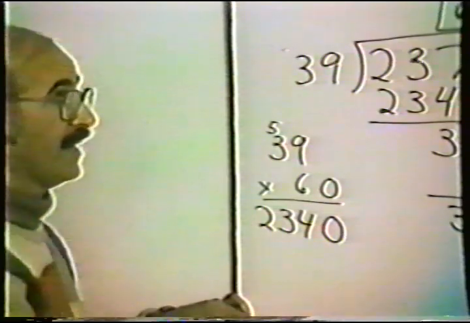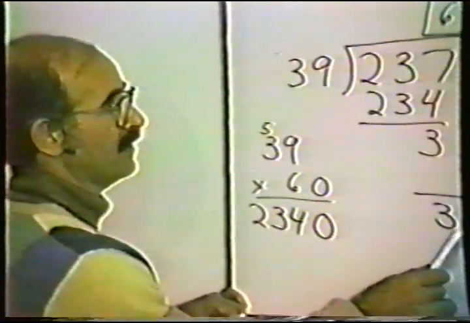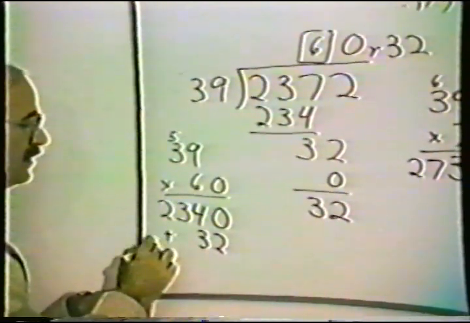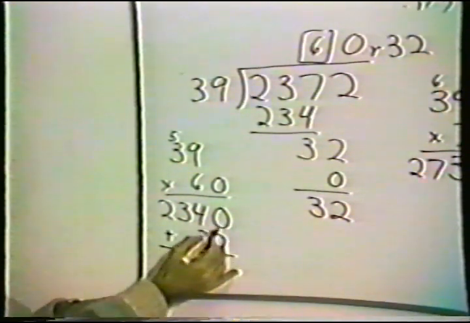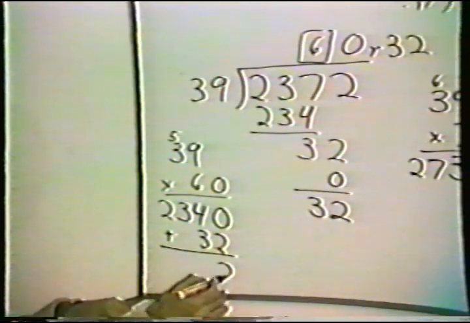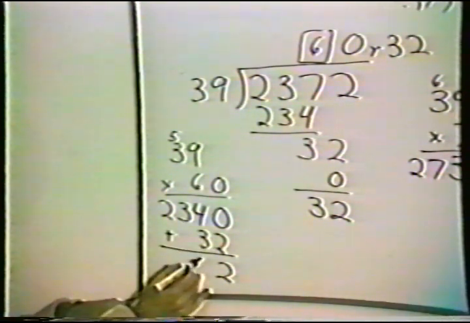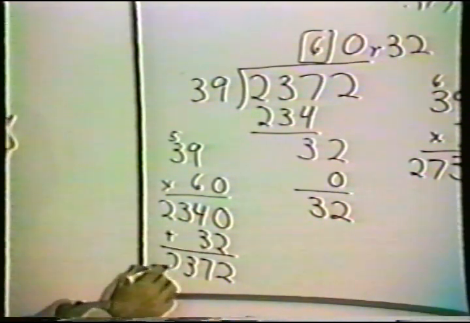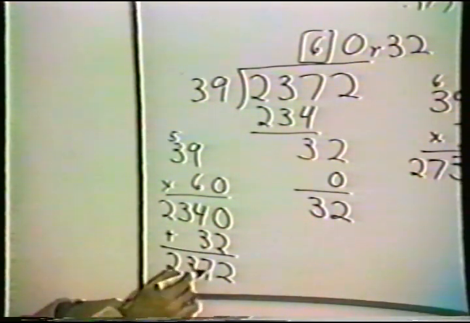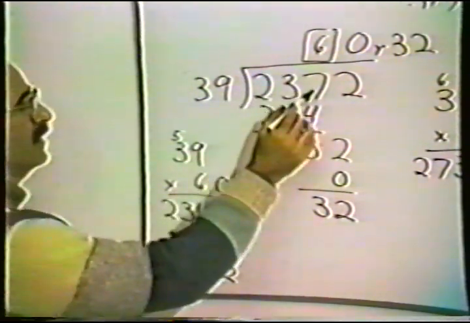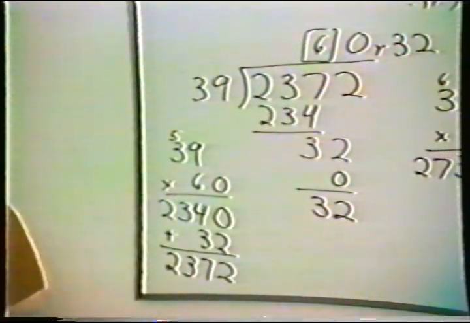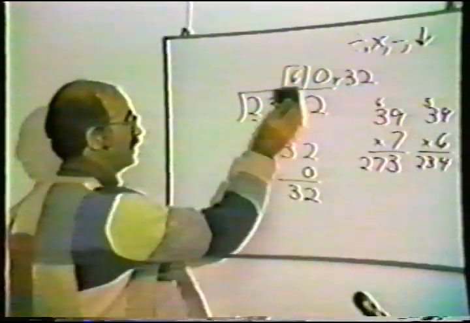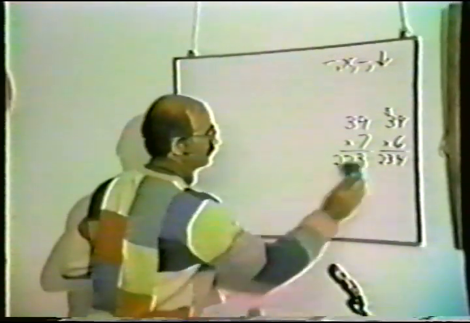23. But we have to add in the remainder. 32 plus 32. 0 plus 2 is? 2. 4 plus 3 is? 7. 3, 2. 2, 3, 7, 2. And now we have just one more to do for our final exam on division.